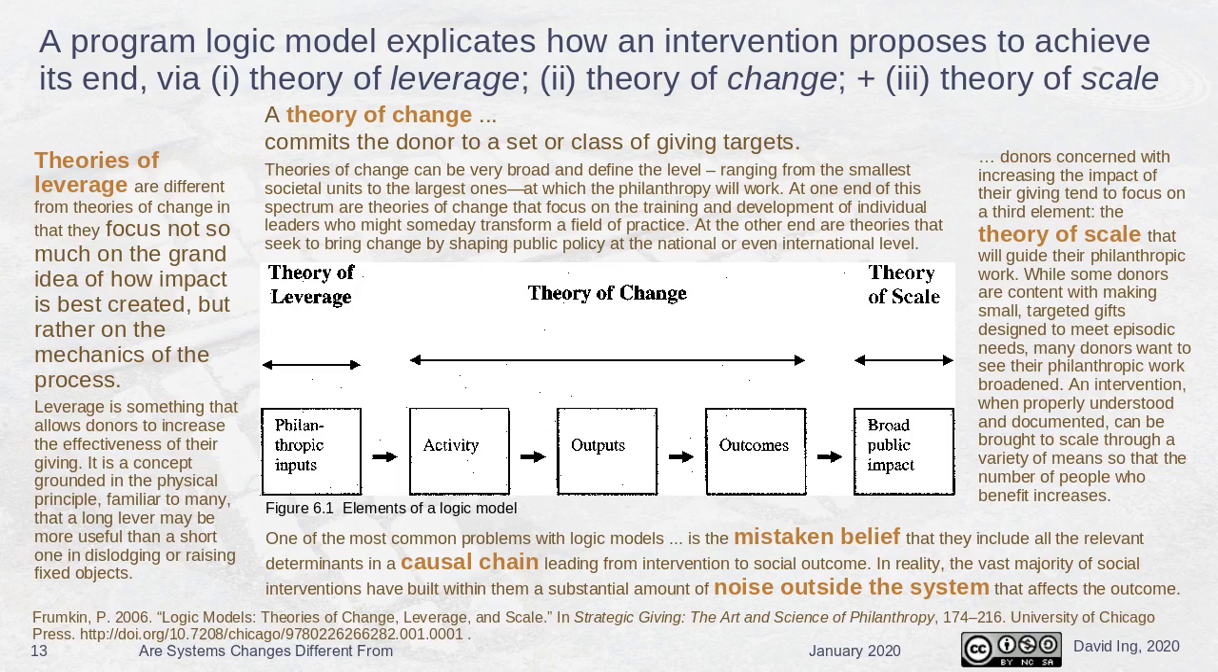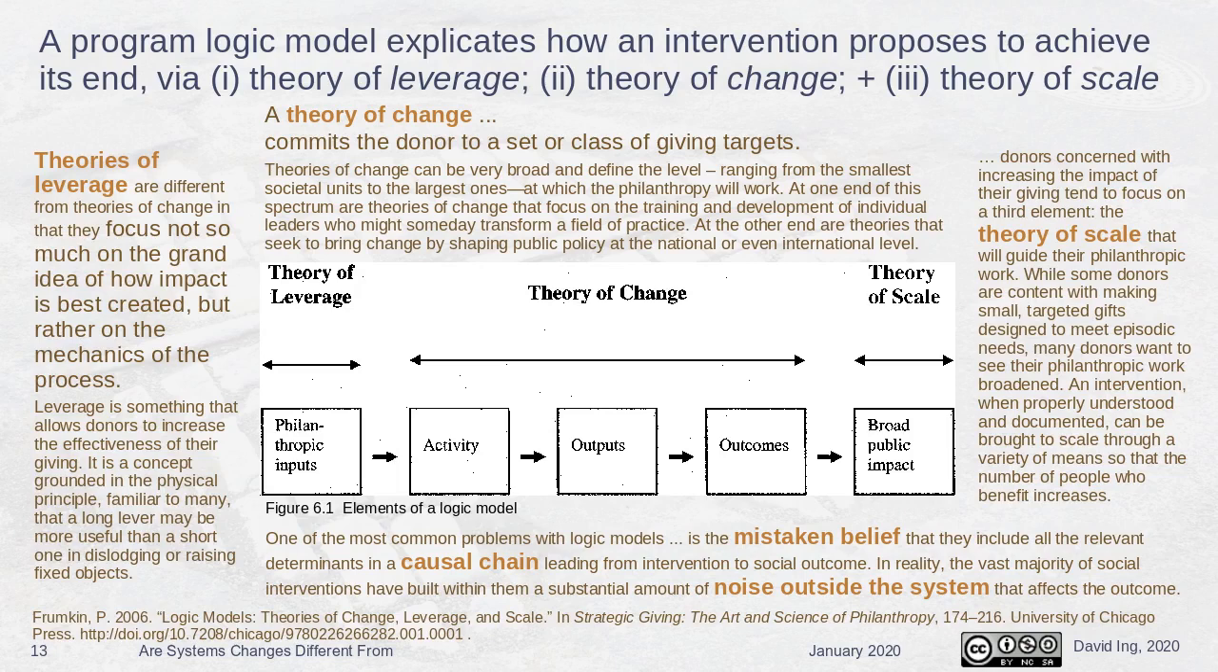That's pretty linear. It says, you give me the money, I'll do this activity. It will have this outcome, have this output, and then that will cost outcome. And the theory of leverage says, oh, well, the philanthropic community will give you money to do that, and they want, of course, to have impact on the world.